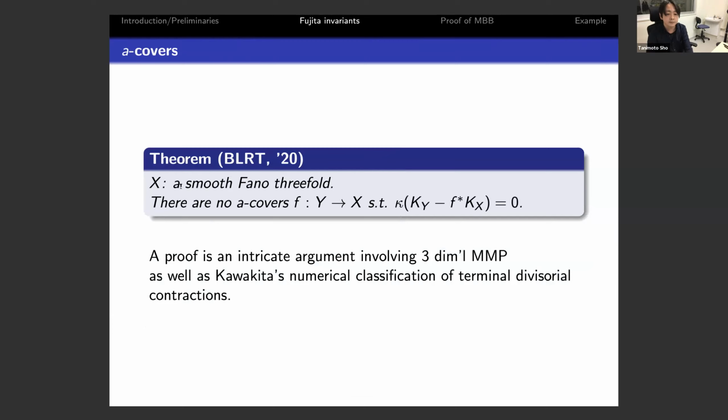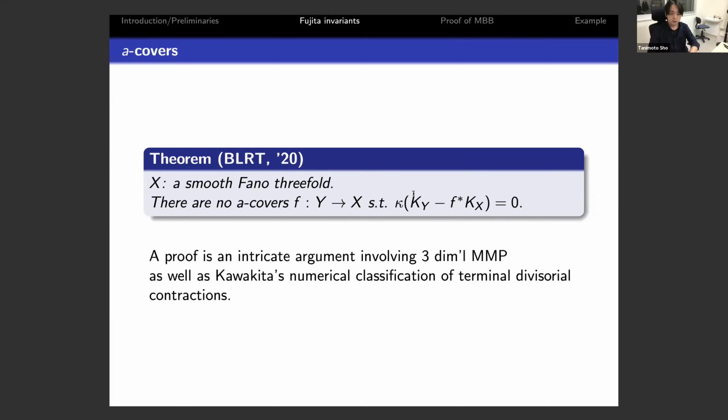Now suppose we have a smooth Fano threefold, and we are interested in a cover whose adjoint divisor has Iitaka dimension 0. One can prove that there are no A covers such that the adjoint divisor has Iitaka dimension 0. The proof is very intricate, using the 3-dimensional MMP, and we also have to use Kawakita's numerical classification of terminal divisorial contractions. So here we use a lot of facts about the 3-dimensional MMP and 3-dimensional classifications and so on.